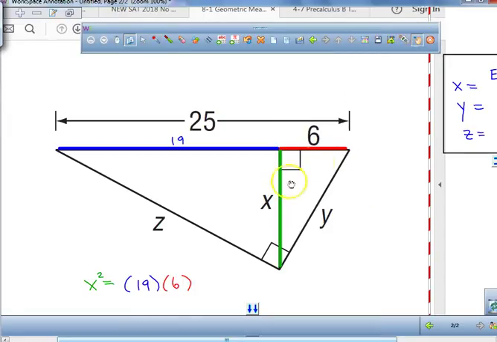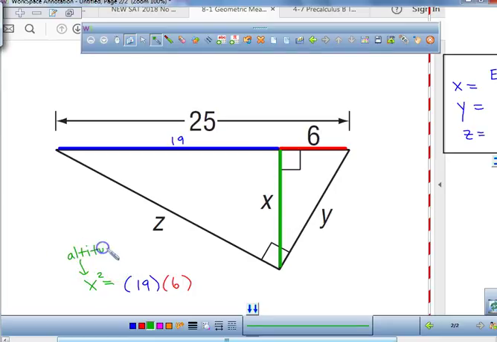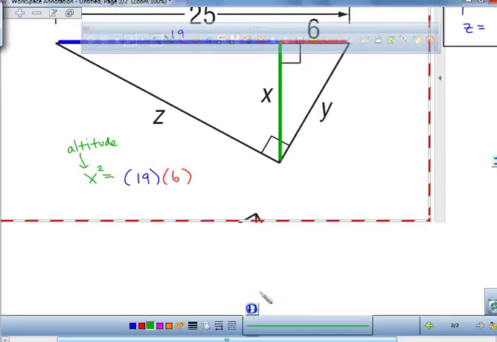You'll notice that this is always the altitude. So I'm going to label that first. So you can write that in your journal. That's the altitude. Is equal to the product of this times this. So right now, go ahead and multiply those together in your calculator or your head. All right? And what is the product of 19 times 6?